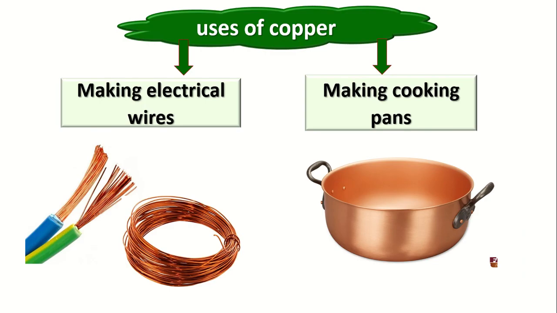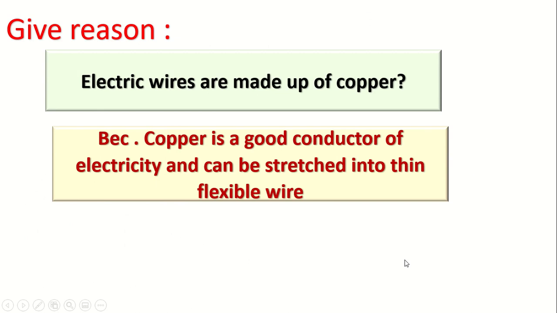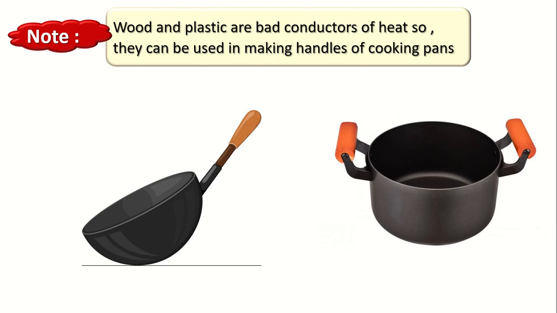What are the uses of copper? As we said, we can use the copper on making electrical wires, because the copper can be stretched and also it's a good conductor of electricity. Number two, we can use it on making the cooking pans. So give reason why the electric wires are made of copper: because the copper is a good conductor of electricity and can be stretched into wires.